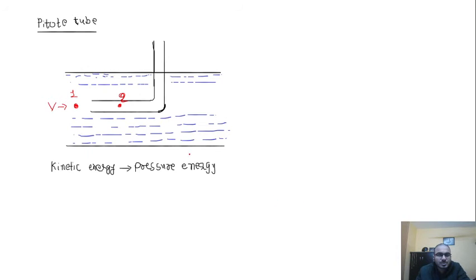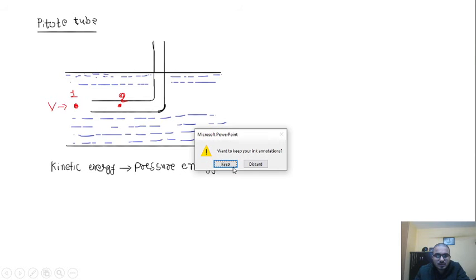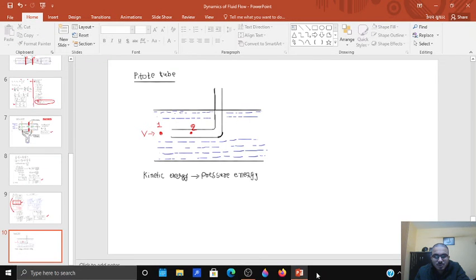Now our next topic is the pitot tube, which is unlike the previous two devices, which were used for measuring the fluid flow rate. Here the pitot tube is used for measurement of velocity. We will continue this topic on our virtual board.